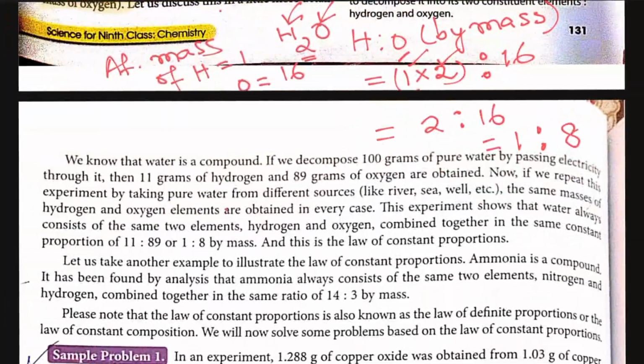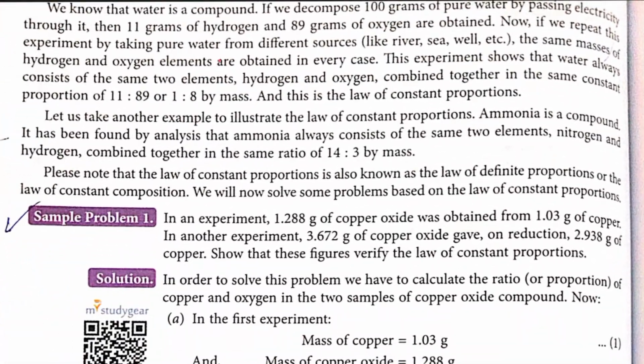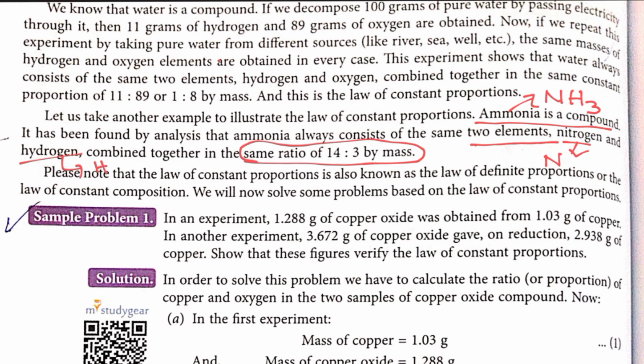Now this is what we can see. Ammonia is a compound, and the formula of ammonia is NH3. So there is one atom of nitrogen and three atoms of hydrogen. It has 2 elements: one element is nitrogen, N, and the other element is hydrogen, H. They are combined together in the same ratio of 14:3 by mass.